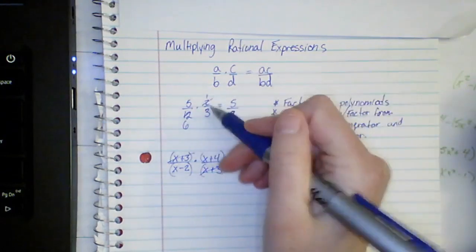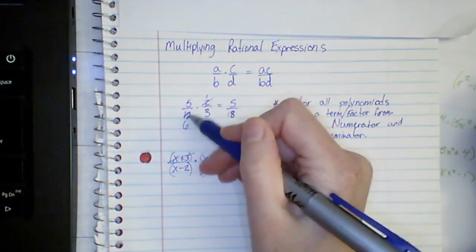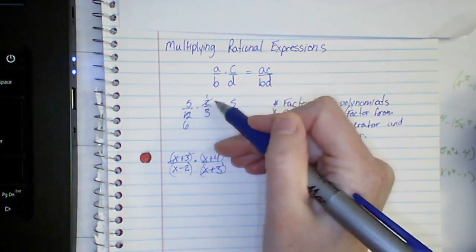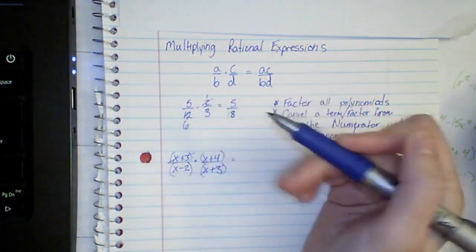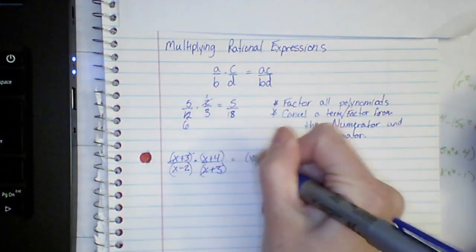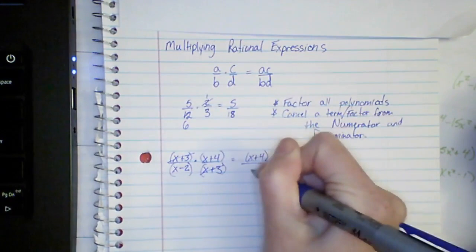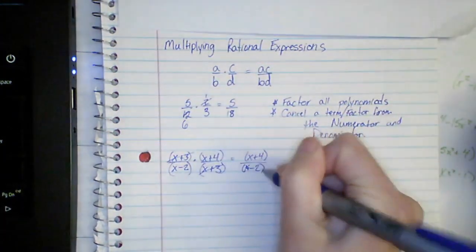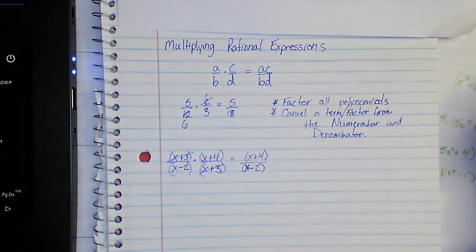And just as if we were to write this 12 as a 6 and a 2, and this 2 as a 2 and a 1, and we can cancel the 2's out, leaving us with a 1 and a 6. We are left with two factors, one in the numerator, one in the denominator, and we are simplified.